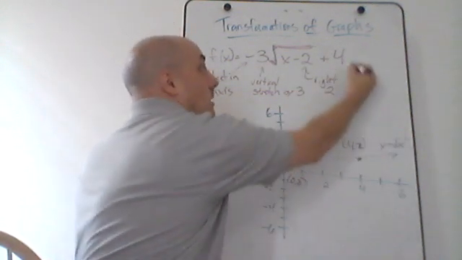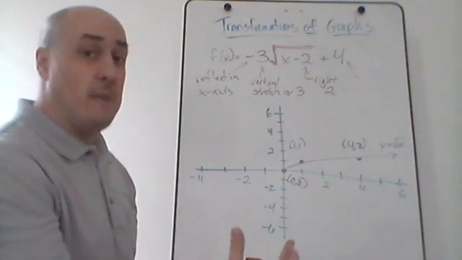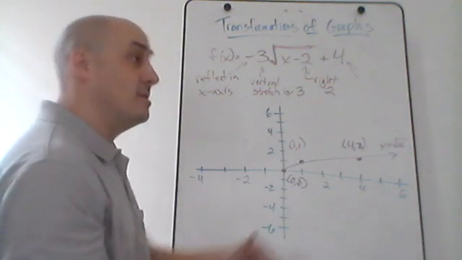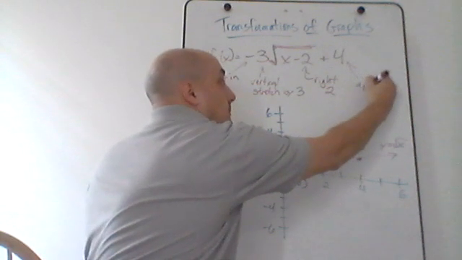And then the plus 4, that plus 4 is outside of the parent function. It's outside of the square root, so it affects the vertical direction. And plus 4 is the shift up 4 units.